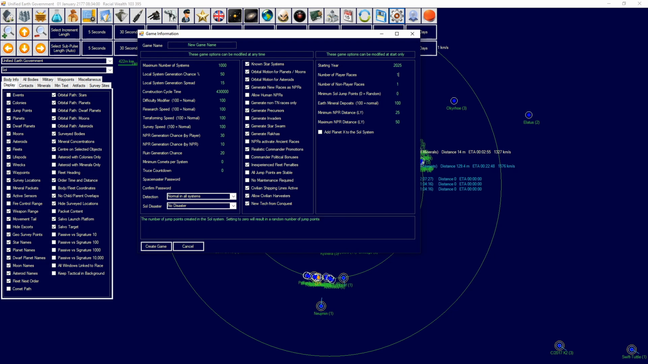Minimum solar system jump points. This will tell you how many jump points a system has at minimum. 0 is random. I do advise setting this to like 5 or 6 if you don't want to be isolated, or at least above 1, because there are some known bugs, at least in some of the earlier versions, where you can get cut off from the entire galaxy. Earth mineral deposits: what the mineral deposits are, how much of them there are, etc. Okay, I'm going to create a game.